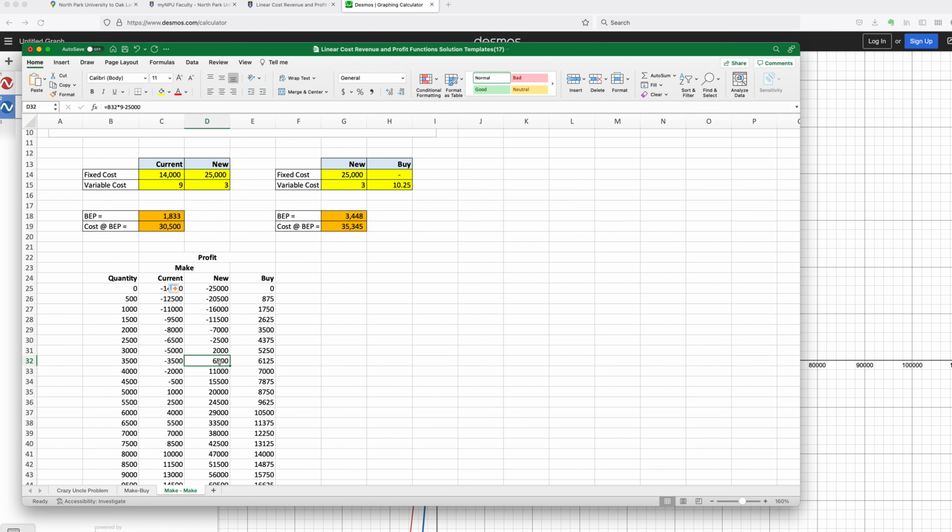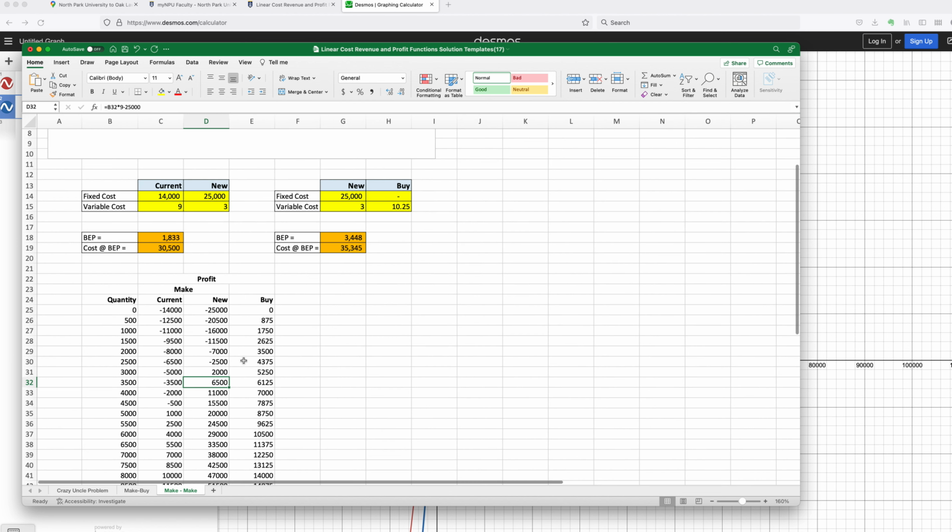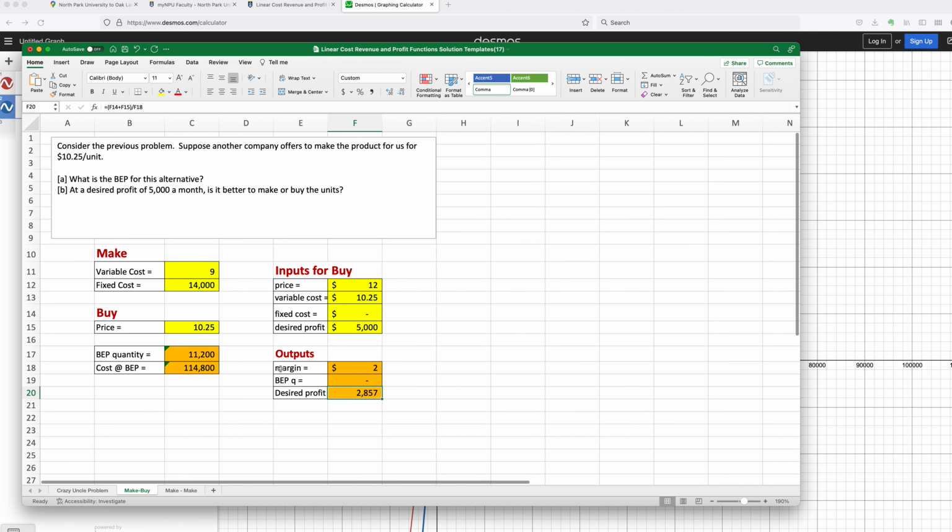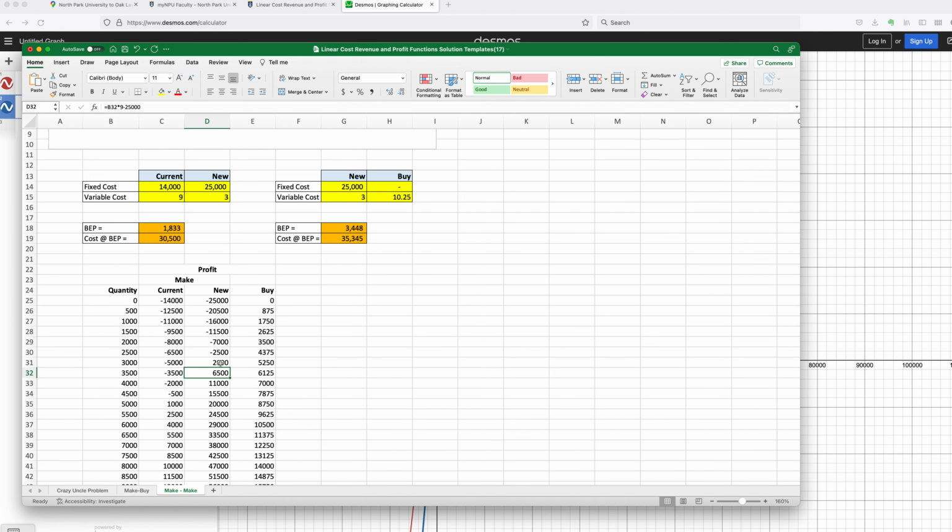So if we want to make 5,000 with the new machine, we have to sell, well, somewhat less than, well, we had that here. Where's our make buy? We actually did that. To make 5,000, we have to sell 2,857.